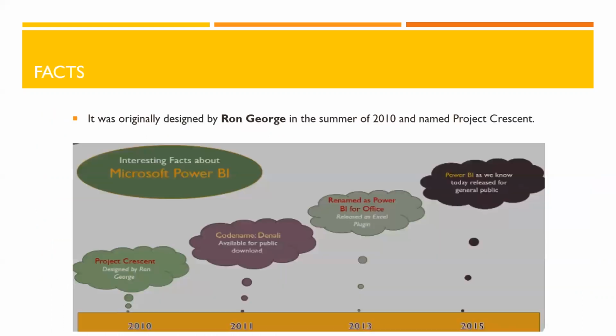So let us move on to the facts. Power BI was actually designed by Ron George in 2010 and it was named Project Crescent. In 2011, it was made publicly available with the code name Denali. In 2013, it was renamed Power BI for Office. And in 2015, we got the Power BI that we are using today, but the upgraded version. How to upgrade it, that also I will tell you.